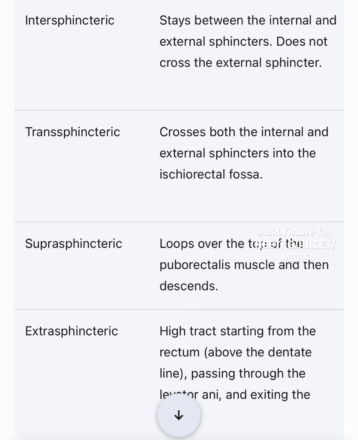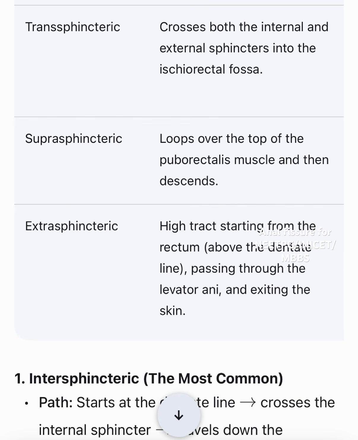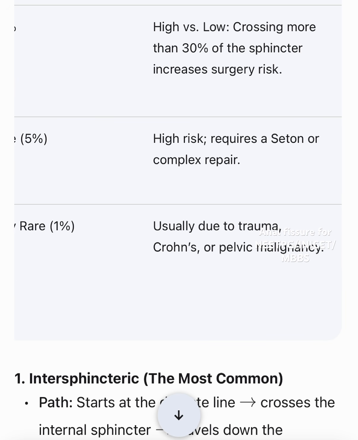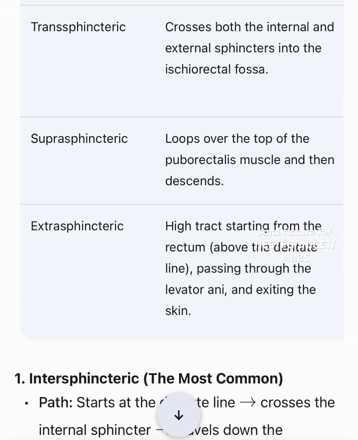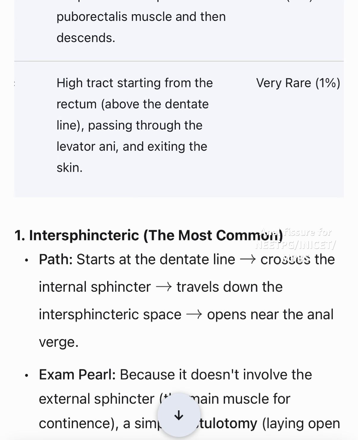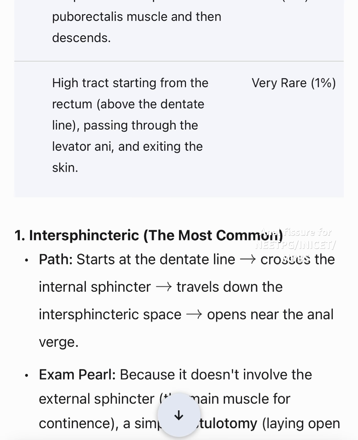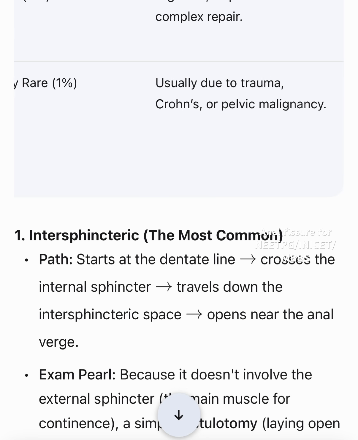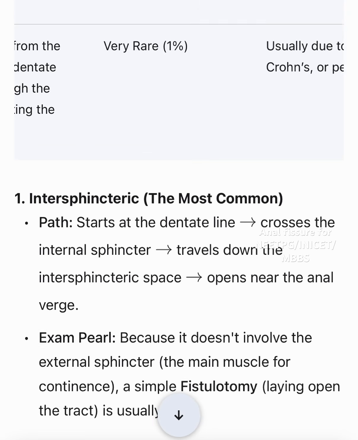Suprasphincteric: loops over the top of the puborectalis muscle and then descends. Rare, 5%. High risk, requires a Seton or complex repair. Extrasphincteric: high tract starting from the rectum above the dentate line, passing through the levator ani and exiting the skin. Very rare, 1%, usually due to trauma, Crohn's or pelvic malignancy.